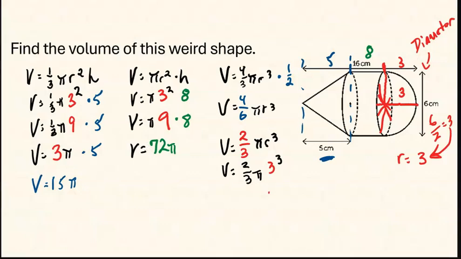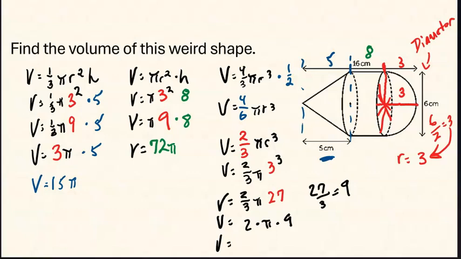3 cubed is 27. Here what I have to do is multiply 27 by 2/3. This is where fractions become easier, because nothing says that I have to multiply before I divide. So I know that 27 divided by 3 is 9. I'm actually going to write this out. Hopefully it doesn't confuse anybody. So 27 divided by 3 is 9. So now I have 2 times pi times 9. Now I'm going to get 2 times 9, which is 18 pi.